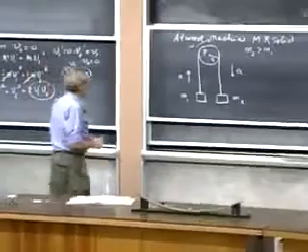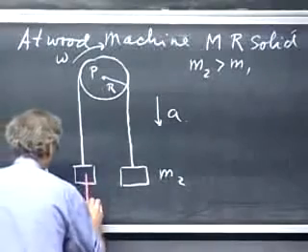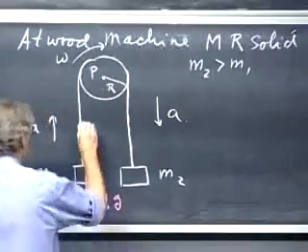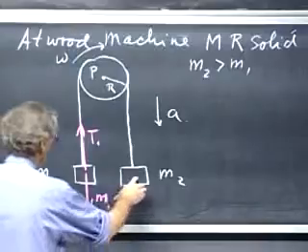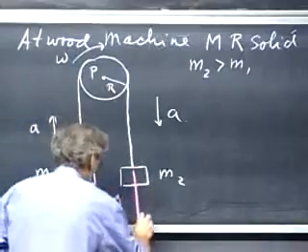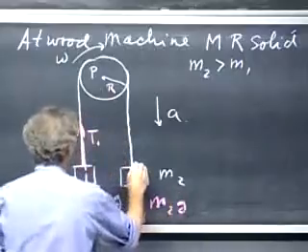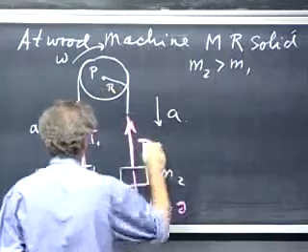And now, the first thing we want to do is to make up free body diagrams. Free body diagrams for this one is easy. M1g down and T1 up. For this one, we have M2g down and we have T2 up.